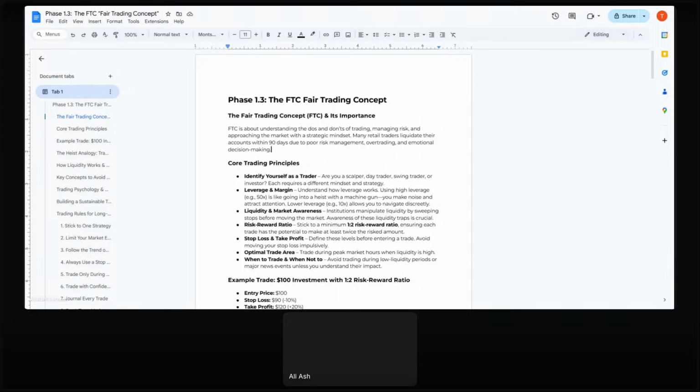So coming back to the second trading principle, which is leverage and margin. How much leverage should you take? I see leverage as a heist. More leverage means more blazing guns, more risk of not knowing what you're doing.